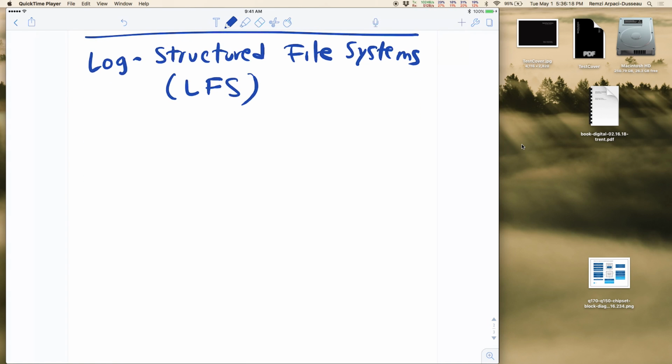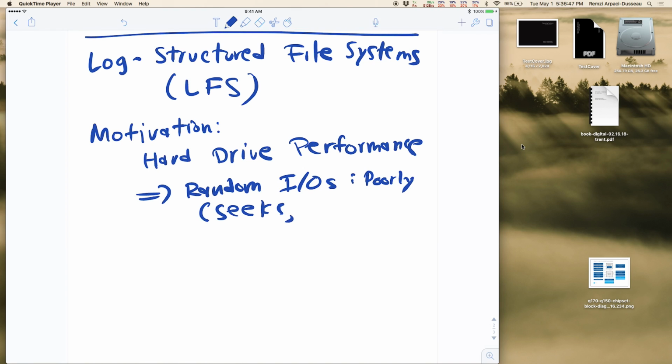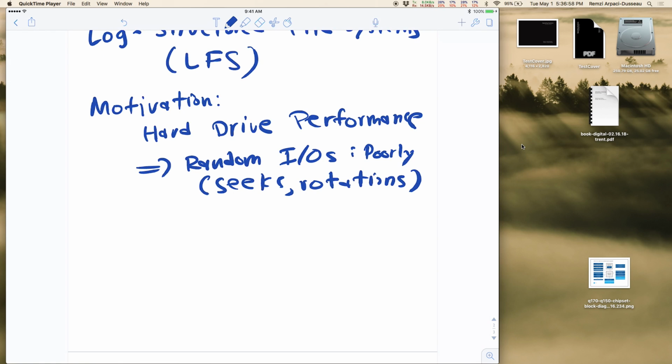Okay, so then we're going to talk about log structured file systems. The motivation here was pretty simple. The motivation came from the world of hard drives, and really, hard drive performance was a major motivating factor. What about hard drive performance? Well, when hard drives do poorly is when they do random IOs. These go poorly because they have seeks and they have rotations. Seeks and rotations, or any sort of what you would call mechanical positioning, is expensive. Now, to some extent, we dealt with this. We talked a little bit about locality last time.